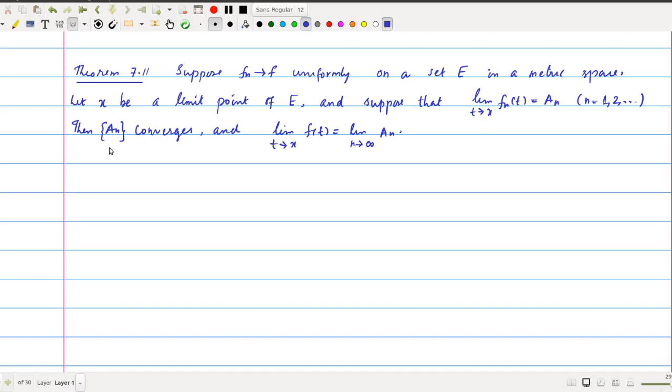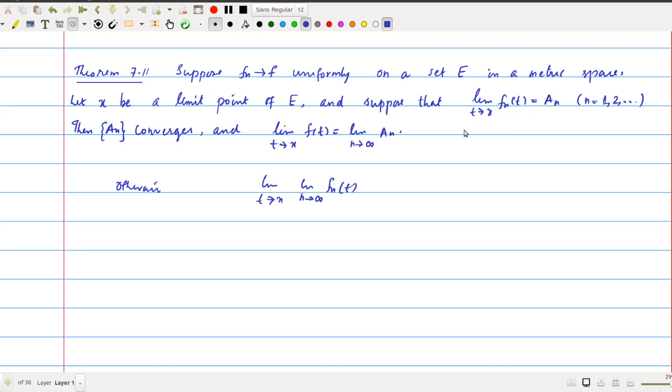Then the sequence An converges and limit t tends to x, F of t equals limit n tends to infinity An. Okay, so this is the theorem in which we use the idea that limit can be interchanged. That is because if we substitute the values the other way, you can write this equation as limit t tends to x, where we replace this F of t by limit n tends to infinity Fn of t. This is the limit F of t.